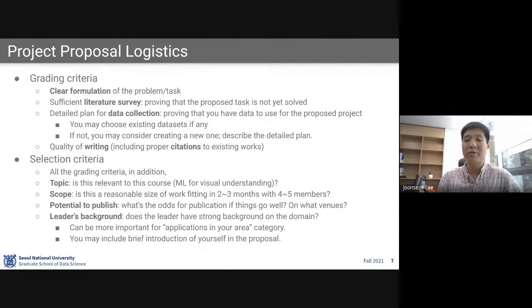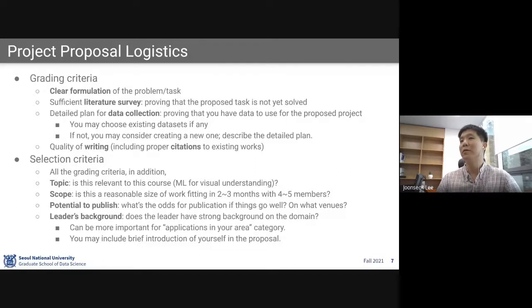Is this a reasonable size for 4 or 5 members during 2 or 3 months? If it's too big, even though it's a really good topic, I should reject it because it's not doable. So please consider the scope as well. And consider the potential to publish. What are the odds for publication if things actually work well?